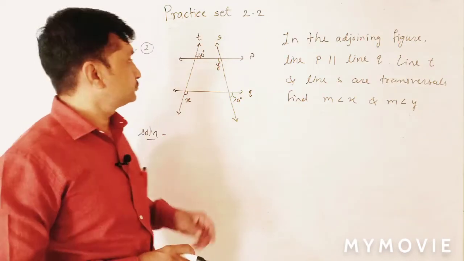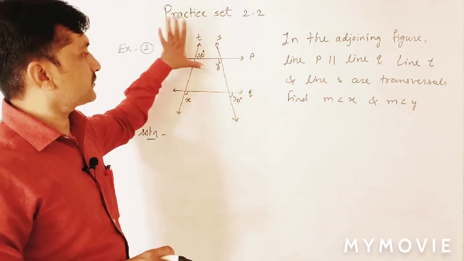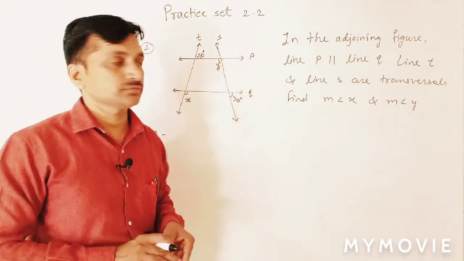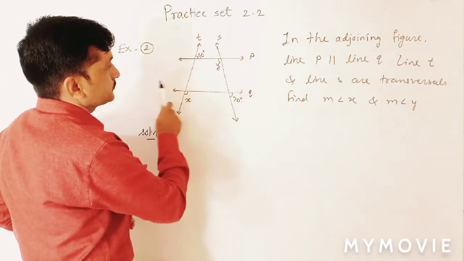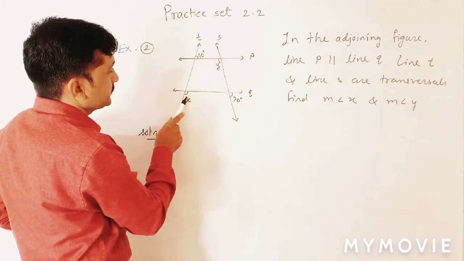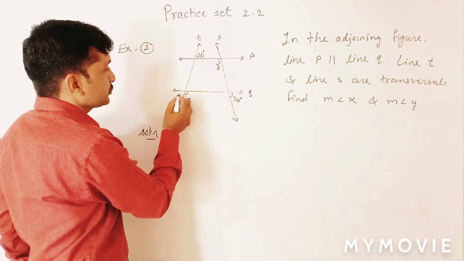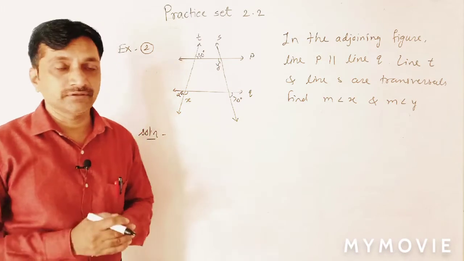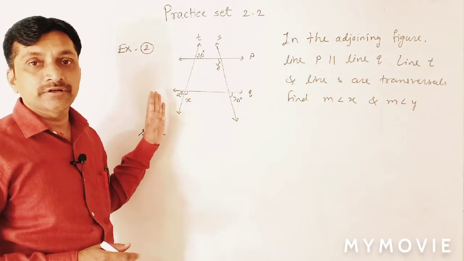Now let's start example number 2. Line P is parallel to line Q. Line P and line S are transversals. Find the measure of angle x and the measure of angle y. First of all, see the related angles. Now here you see P and Q are parallel. Here 40 and here x, there is no relation between them. If you take this exterior, here you can take A. We want a related angle. 40 and if we take A here, these are exterior alternate, and exterior alternate angles are congruent.